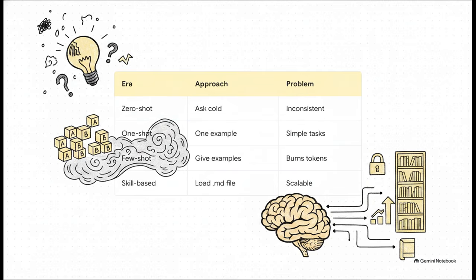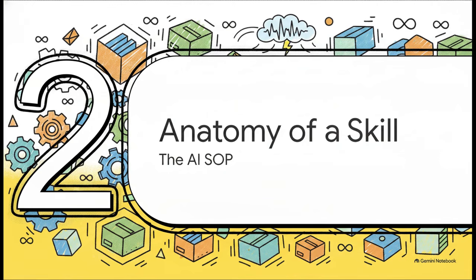This means we're building a permanent, versioned, and totally scalable skill library. It gives the AI long-term muscle memory for your specific academic tasks. You write it once, and you never have to repeat yourself again. Moving right along to Section 2, Anatomy of a Skill Document, the AI Standard Operating Procedure.